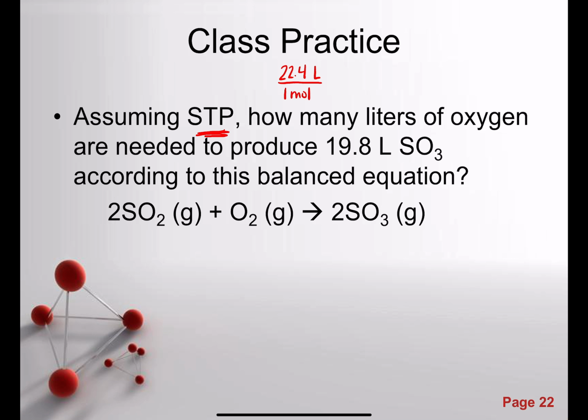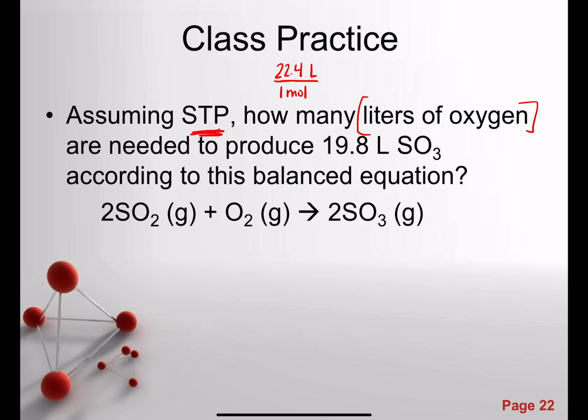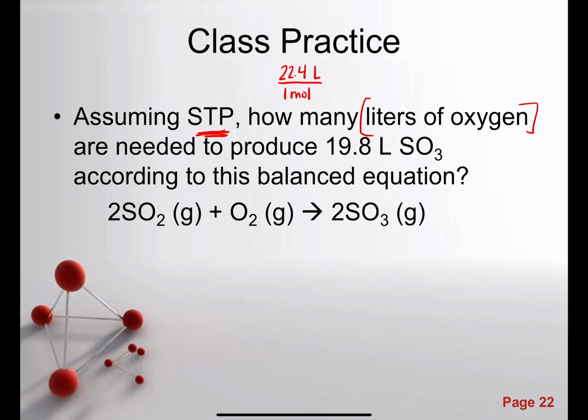So our question is, how many liters of oxygen? That's what we're trying to find here. How many liters of oxygen are needed to produce 19.8 liters of sulfur trioxide? So that's what I want to start out with, 19.8 liters of sulfur trioxide, because that's what they've given me. Then I'm going to use this conversion factor. I know there's 22.4 liters of sulfur trioxide in 1 mole of sulfur trioxide. Then I'll use my mole ratio.